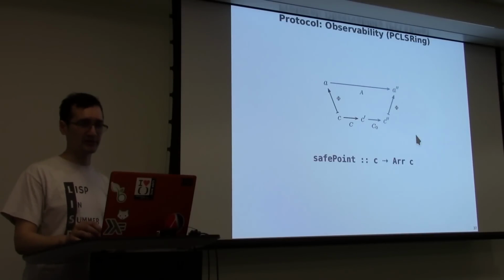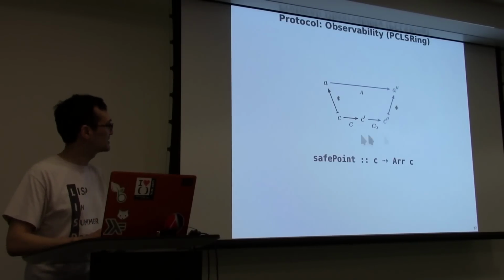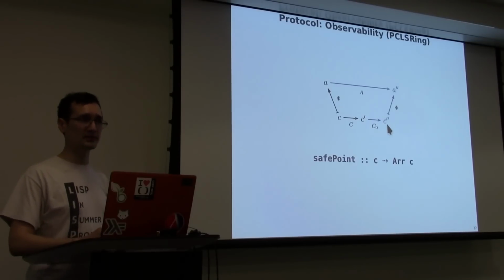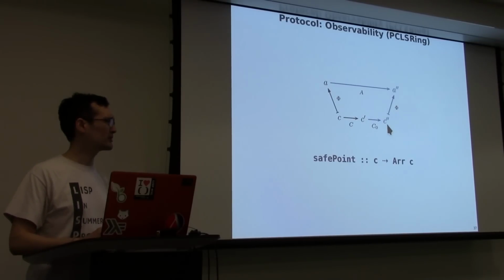So what's the computational content of observability? It's the safe point function that would take an intermediate state C prime and would find you the state C double prime. Okay.